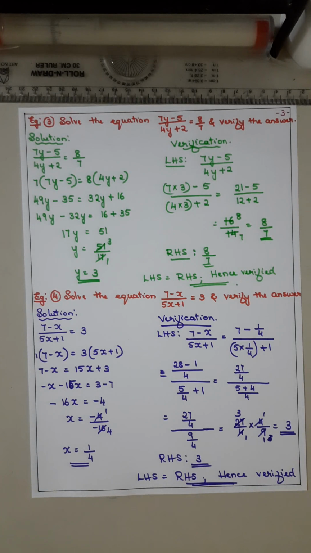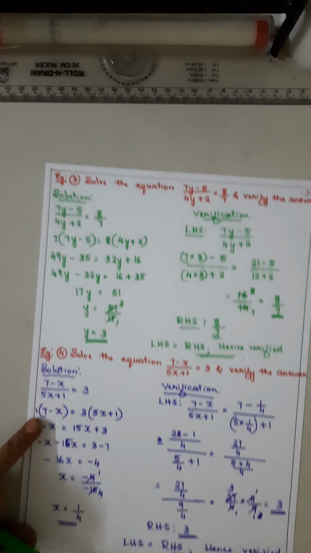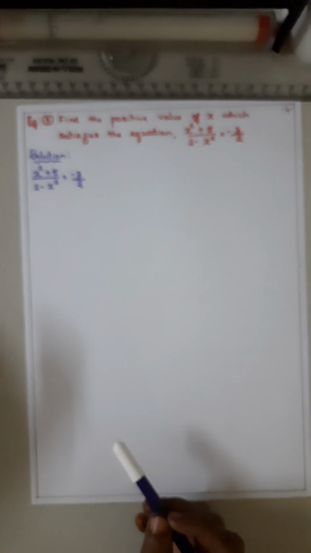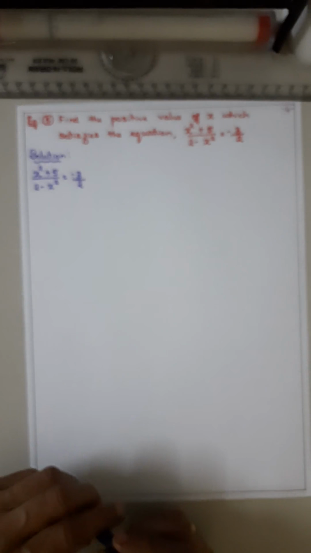So if the answer is a fraction, you should be careful. LCM लेने का है, फिर एडिशन सब्ट्रैक्शन करने का, फिर मल्टीप्लिकेशन करने का, ठीक है. Now coming to the fifth example. Okay, find the positive value of x which satisfies the equation. So you have to find out the positive value.